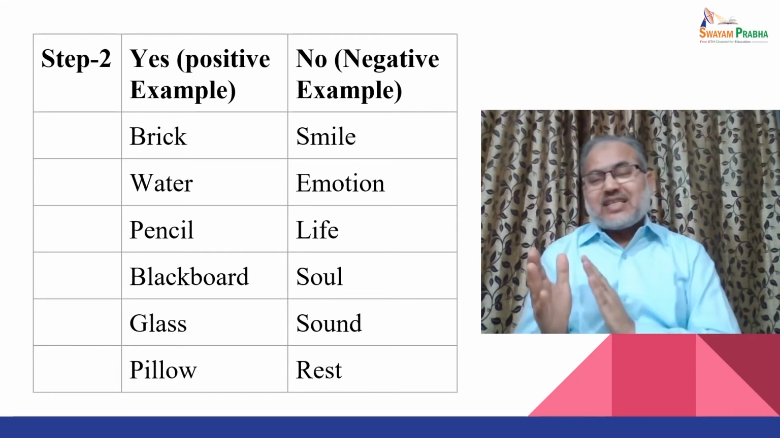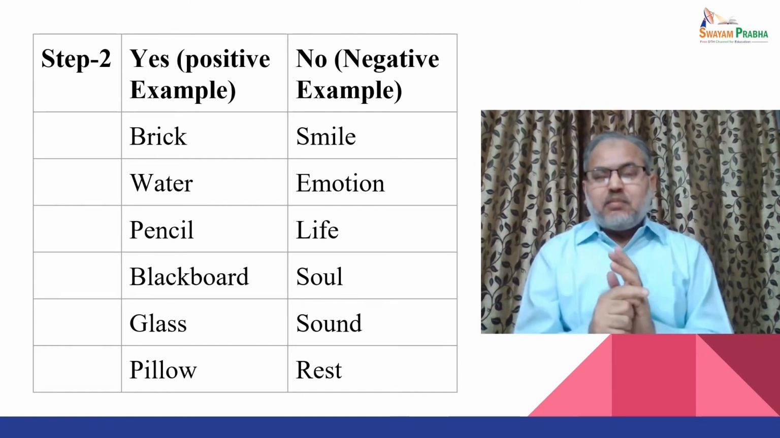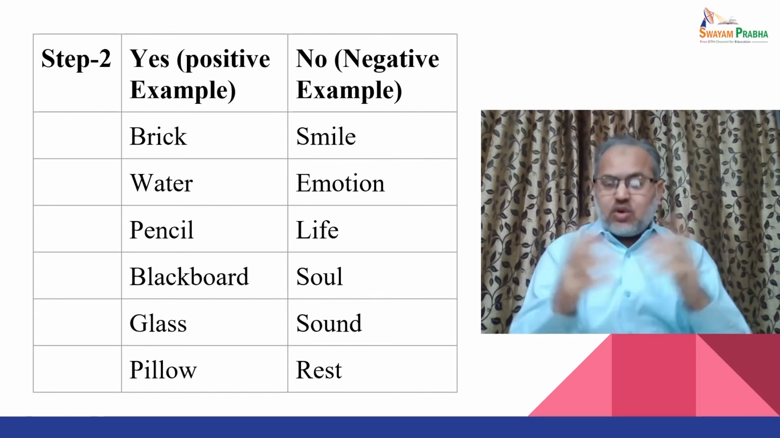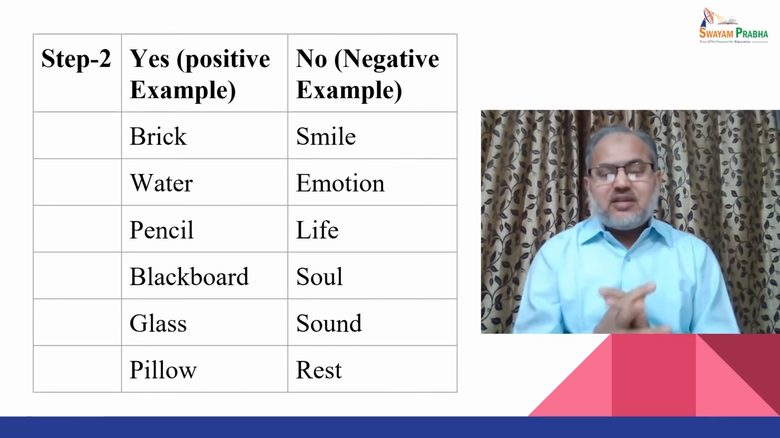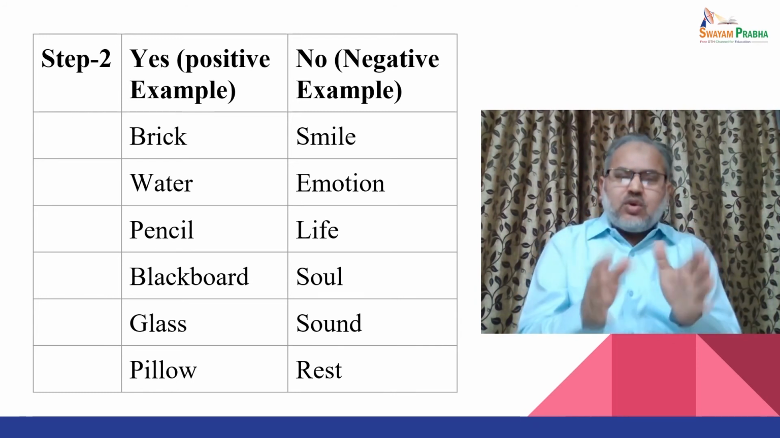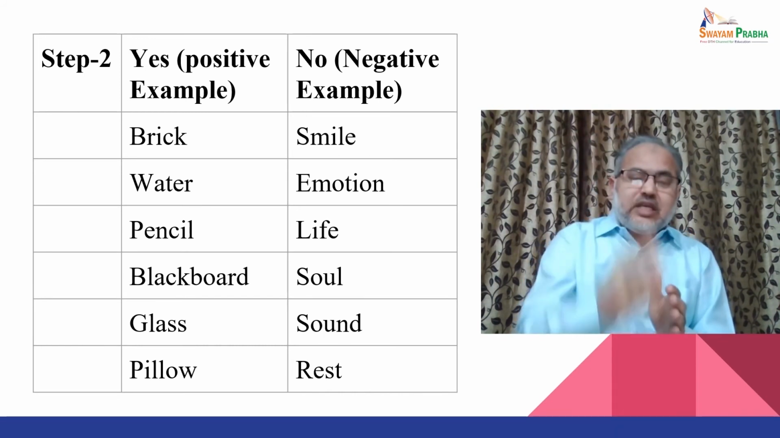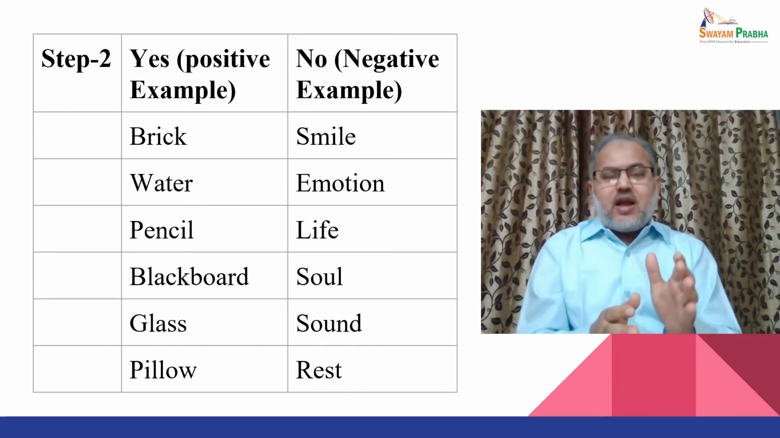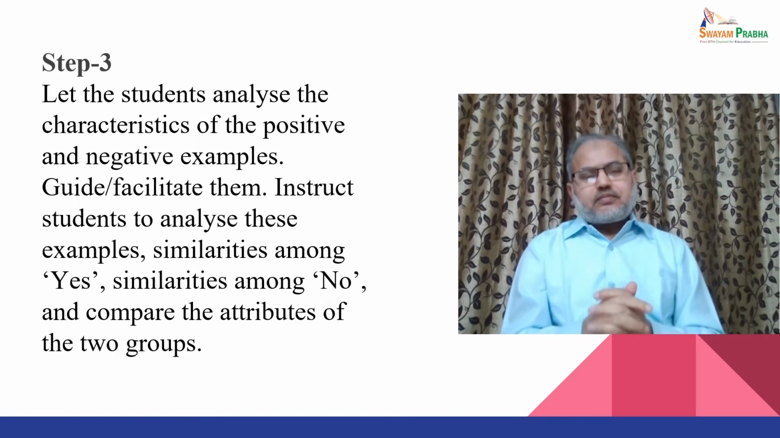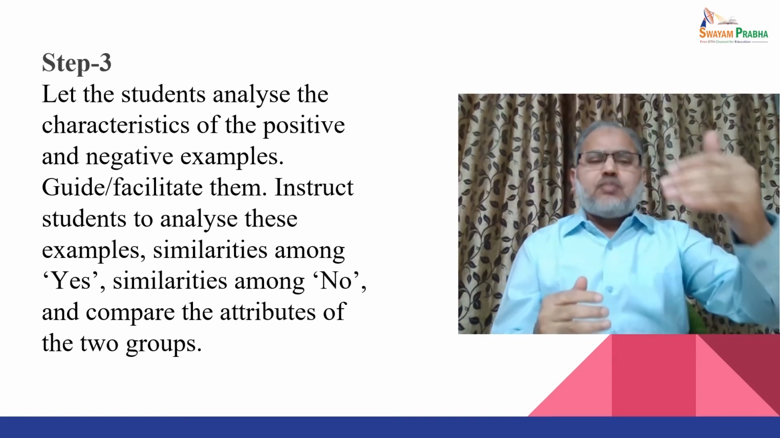But on the right hand side, that is the no examples: a smile is not matter, emotion is not matter, life is not matter, soul is not matter, sound is not matter, taking rest is not matter. So on the basis of these positive and negative examples, students can compare why all these objects are matter, that is the positive examples, and why these are not matter. Through this process we will reach step 3.